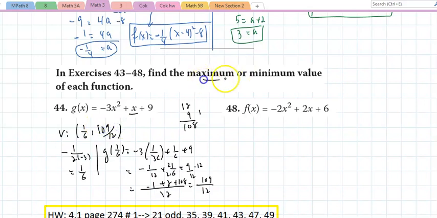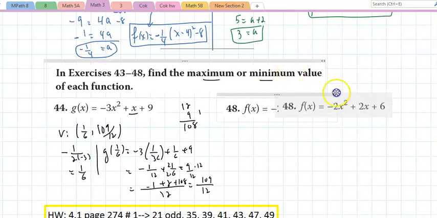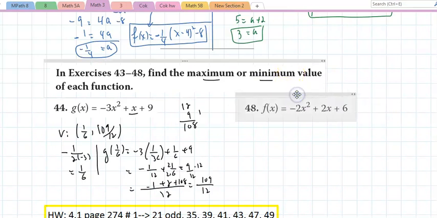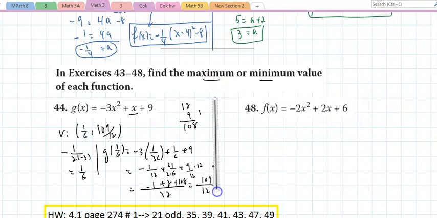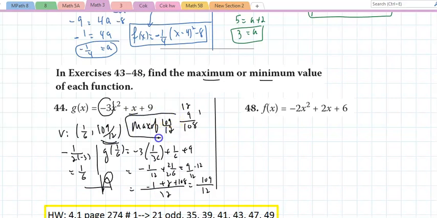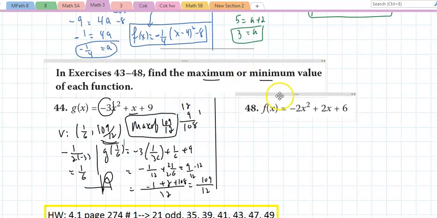And when they say find the maximum or minimum value, we would say here that the maximum or minimum, well, what do you think that is? Since this parabola opens down, right? The parabola looks something like this, a vertex of 1/6, 109/12. Since this opened down, that is a maximum. We have a max of, and it's always the y value, 109 divided by 12. So anything you need in a parabola is really given in the vertex.